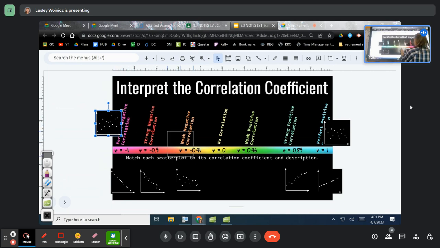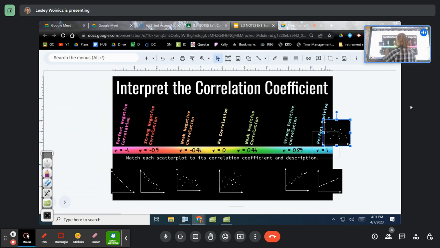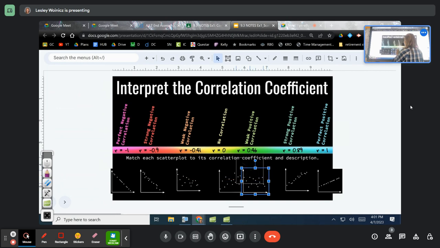Okay, these are my last two. They kind of both look like no correlation, but when I put them side by side, this one looks like no correlation to me, and this one looks like very weak positive. So I'm going to put them in this order.